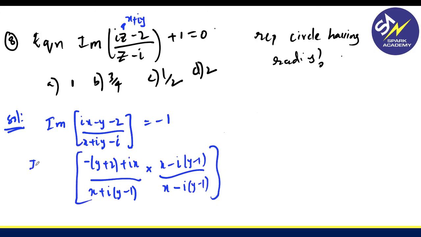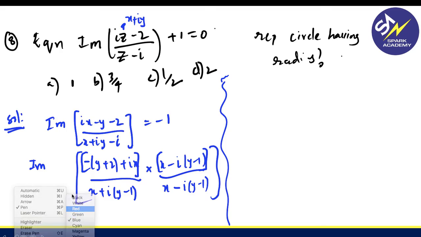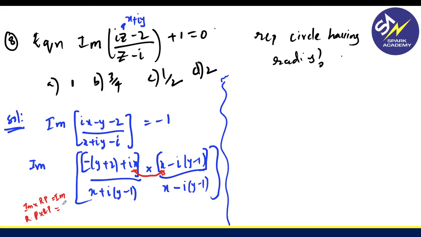So I still have to simplify this. How will you simplify this now? I only need the imaginary part. You can do something very logically or conceptually. If I need imaginary, that means I have to multiply imaginary with real, right? You get imaginary when you multiply imaginary with the real part. If you multiply real with real, you will get real. If you multiply imaginary with imaginary, again you will get real, because i square is minus 1.